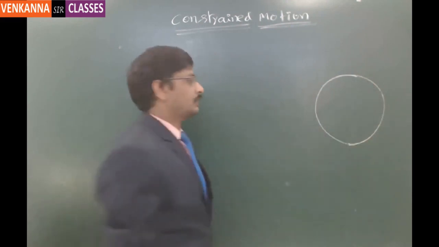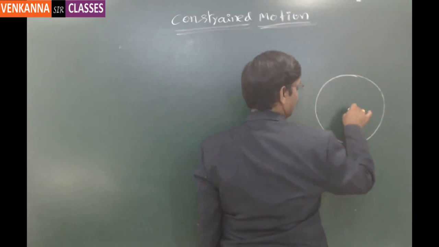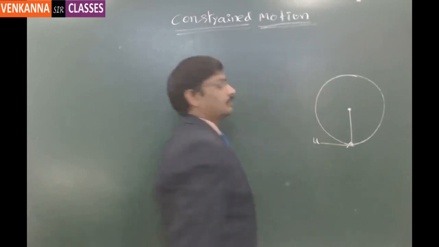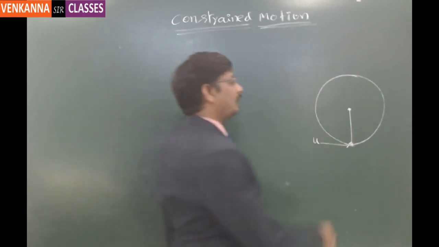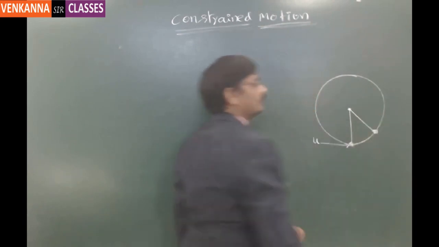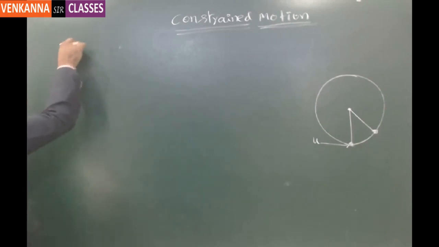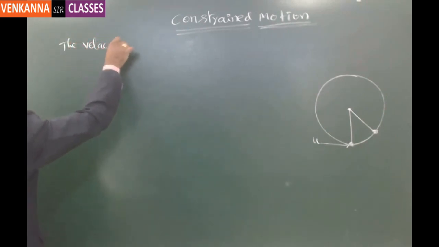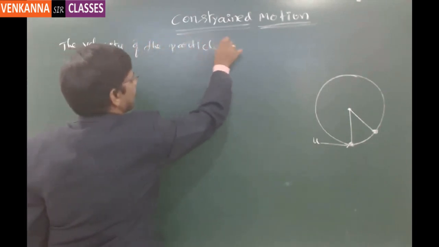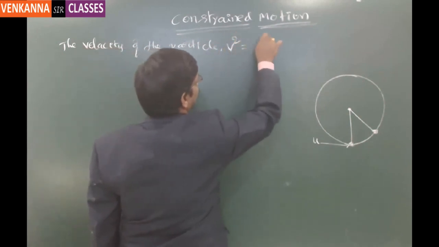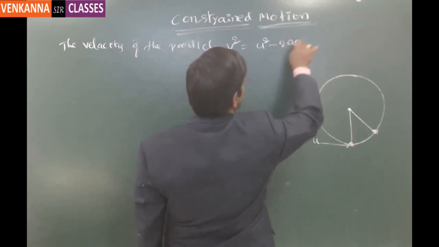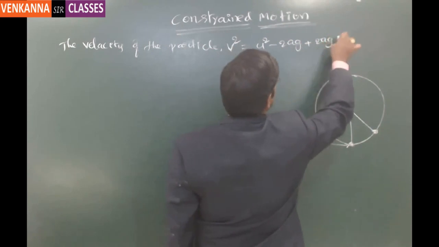In the constrained motion, this is the circle, and this is the center of the circle where the particle is tied at this location, and it was given an initial velocity of u. And for that, we tried calculating the instantaneous velocity of the particle when it is moving at any location: v square is equal to u square minus 2ag plus 2ag cos theta.